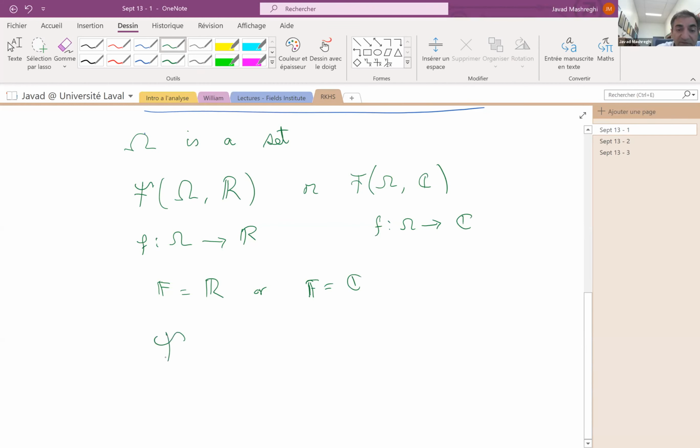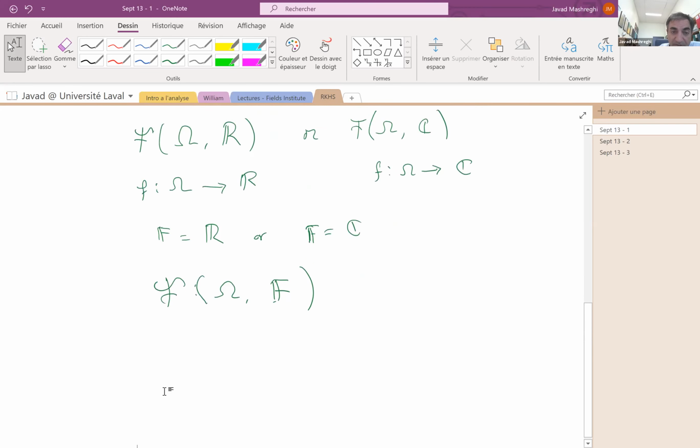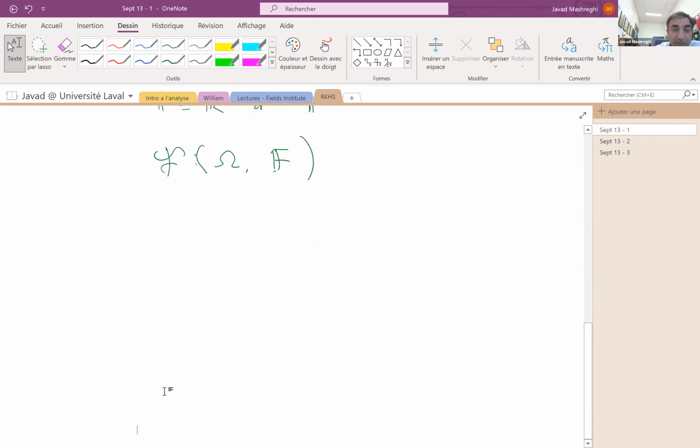And we consider the family F of functions defined on omega and with value in the scalar field F. So that way we can state our result in a more general setting. F of omega is surely a vector space. You know how to add functions and multiply by scalars. It's a vector space. And what we want to consider is a subspace of this.